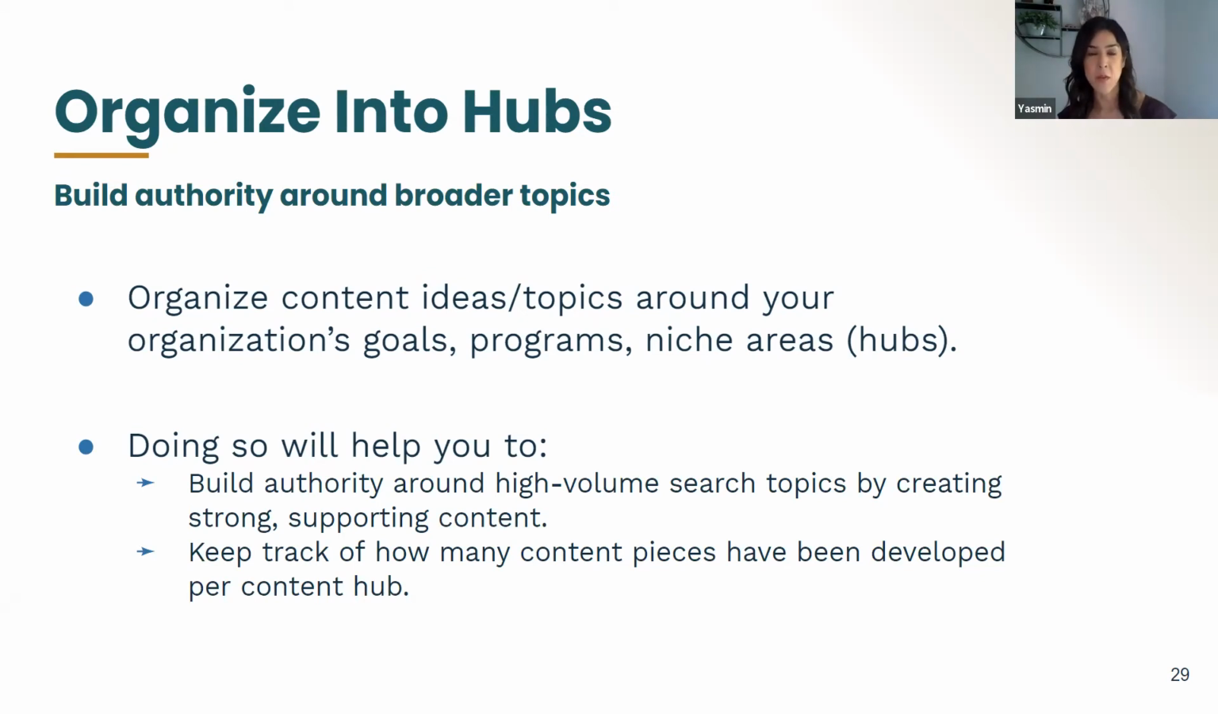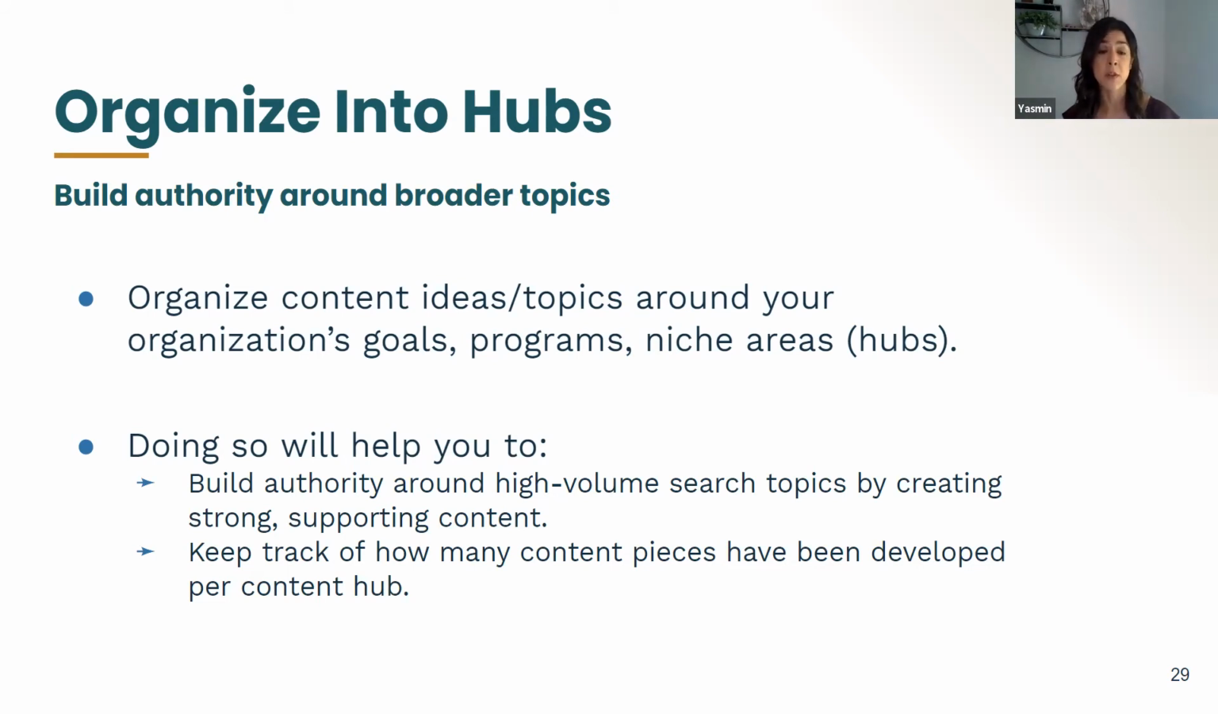Not all of us can be Amazons of the world. So how do I actually go after that and be competitive? The way you do that is by building content to support that broader topic and targeting some longer tailed keywords, some subtopics that are related, but not so broad that it's going to be hyper competitive. And so being able to organize your topics around the goals that you've established, your programs, you could use niche areas, whatever different areas of your organization that you want to focus on. Those can serve as your hubs, and then you can create content around those.